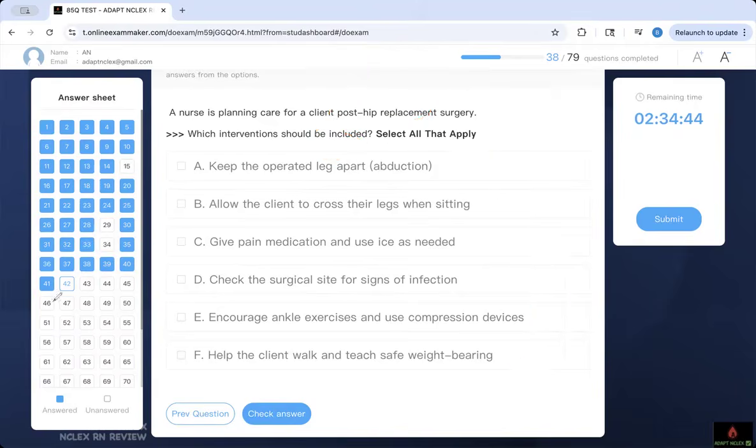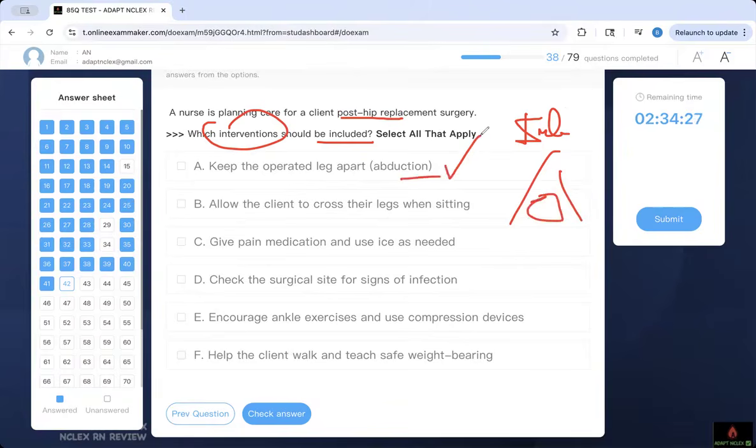If you are the nurse and you break down the question, hip replacement, interventions to be included. Include it in your plan of care. I should not bring the legs together. The legs are not together. I like it. Crossing the legs is the opposite of that. I'm not picking it. Give the pain medication. I'm good. It helps with the pain so that they can get out of bed. The better their pain, the better. Check the surgical site for infection. It's good.